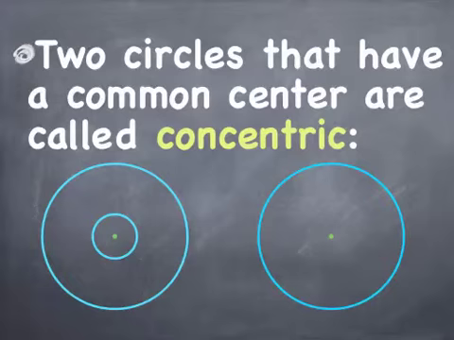Notice in the example on the left, I have two circles. I have a smaller circle inside of a larger circle, and they're sharing a center. But then if you look at the circle on the right, it looks like there's just one circle there, but technically there could be two circles. They would just be congruent circles that are on top of each other.